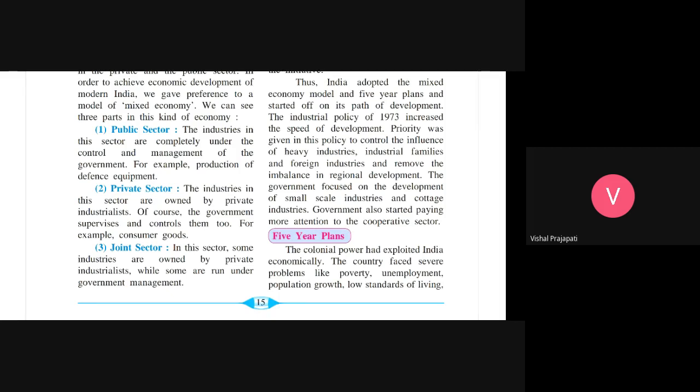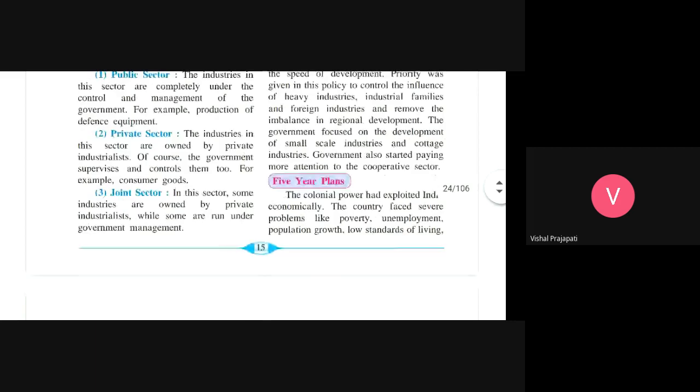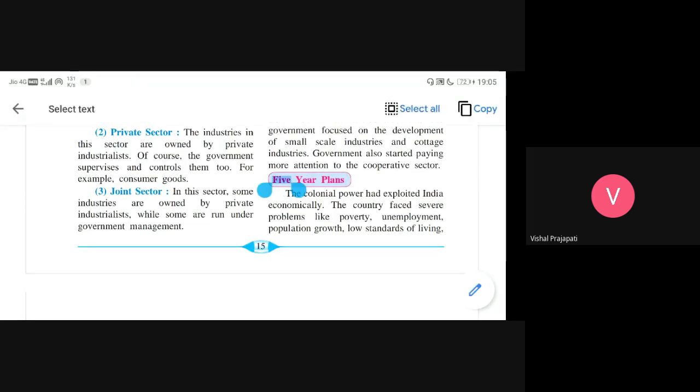So this 5-year plan was first announced by the Planning Commission, all right. It was done by the Planning Commission in India. All right. So till this point, we have seen in the last lecture, okay.